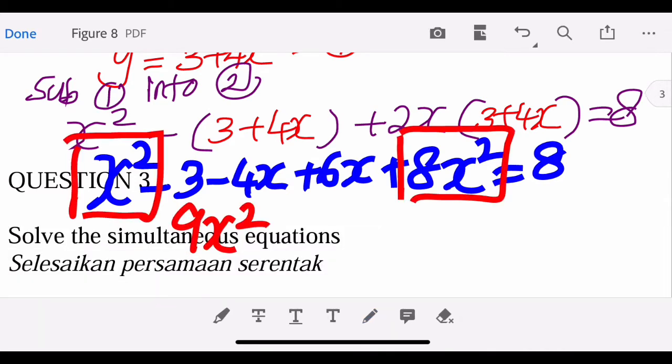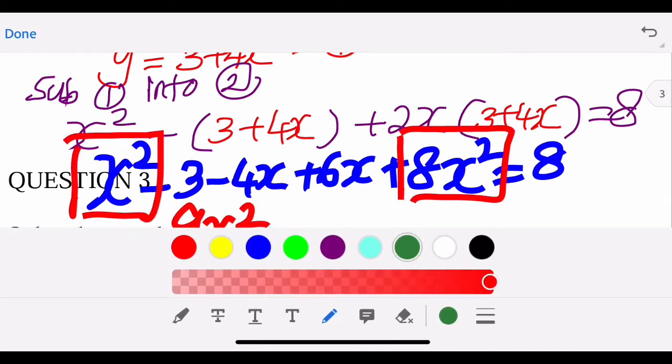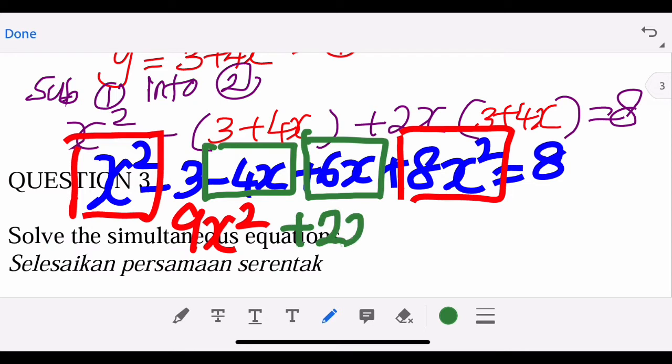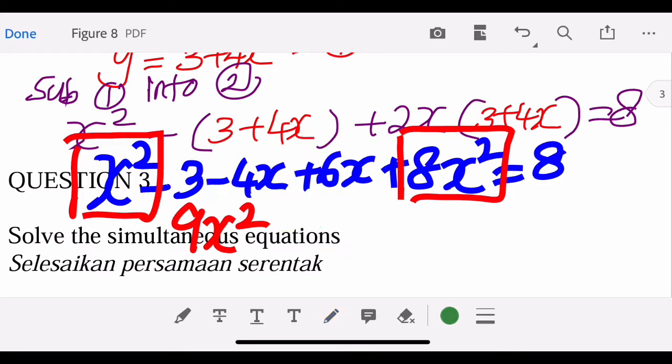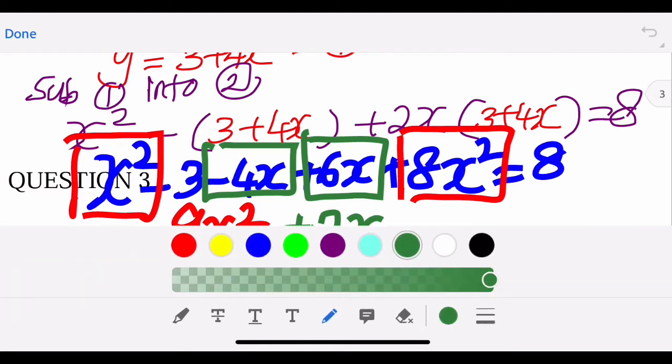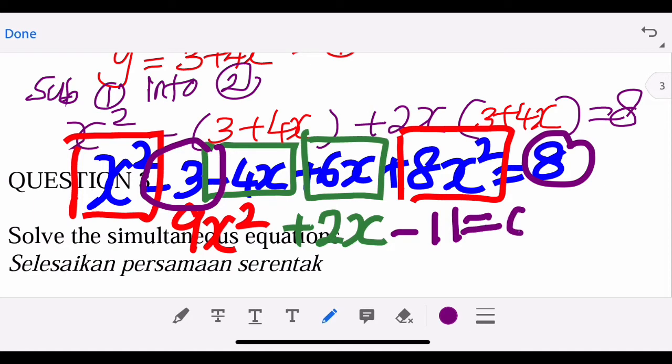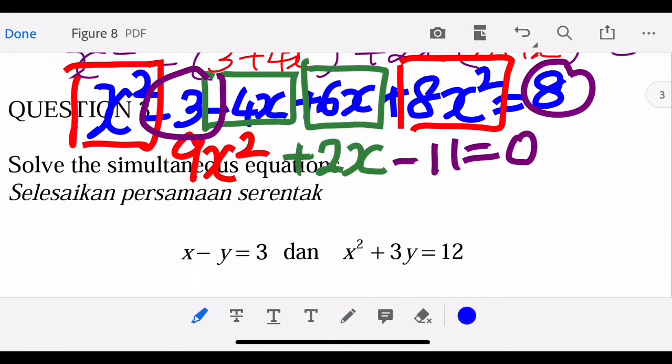And then we have another like term, which is x. So we will focus the number negative 4x plus 6x. So you just focus on negative 4 plus 6. So you get positive 2, and don't forget to write the x. And then finally you have to focus to the number. So make sure you really careful when you do simultaneous equation. So minus 3 minus 8 is minus 11.